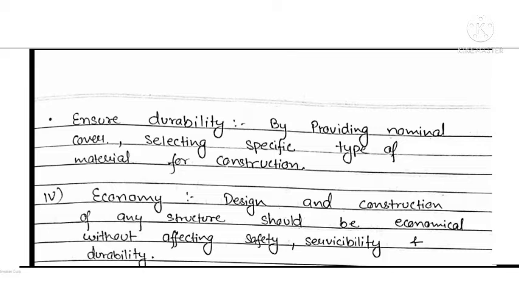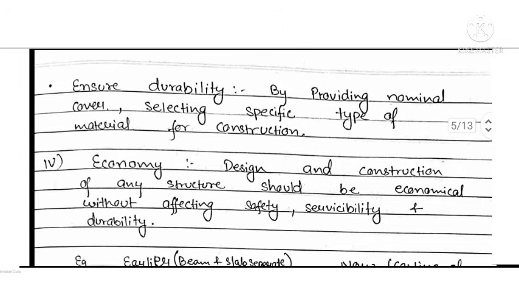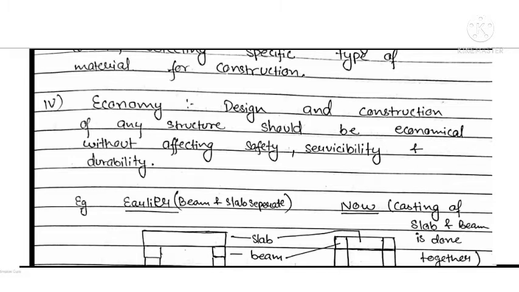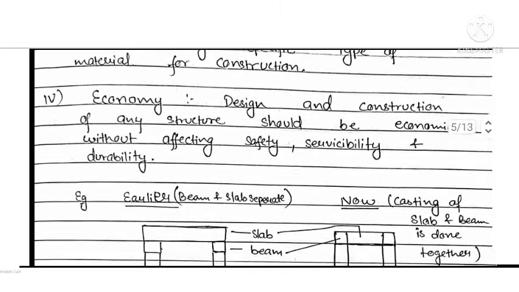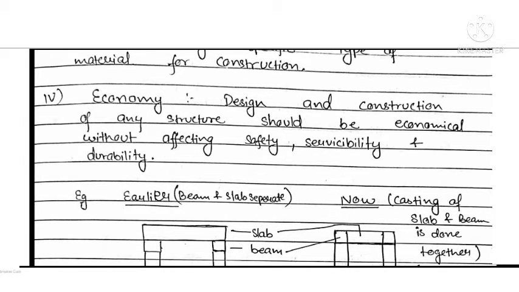We can ensure durability of a structure by providing the nominal cover and selecting the specific type of material for the construction. Next point is economy. Design and the construction of any structure should be economical without affecting safety, serviceability, and durability. So, we can say that the structure must be safe and usable, that is serviceable, durable, that is we can use it for a very long time, and fourth is we must make the structure economical, that is the structure should be made with the minimum cost.